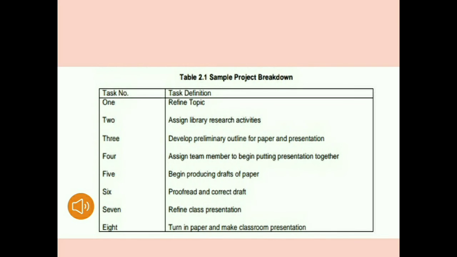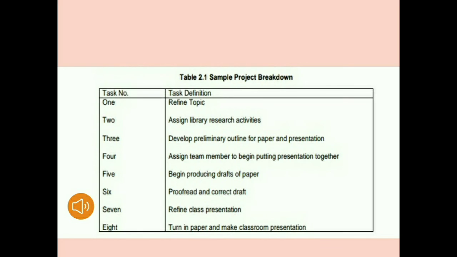Table 2.1 Sample project breakdown. Number 1, refine topic. So mangita mo og nga topic. Number 2, assign library research activities. Number 2 is mag-collect mo og data by learning and understanding data which has close relation with the problems from books, theories, notes, and documents.